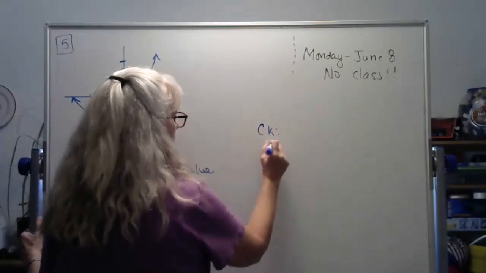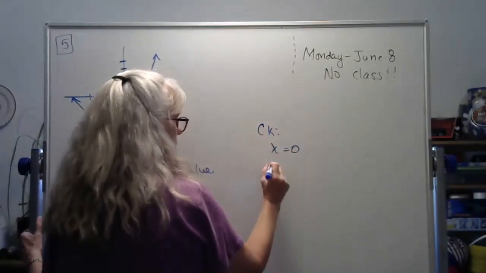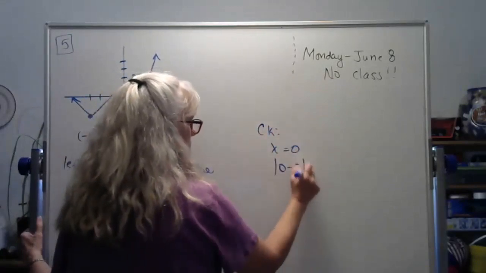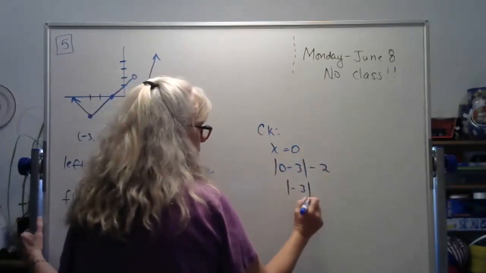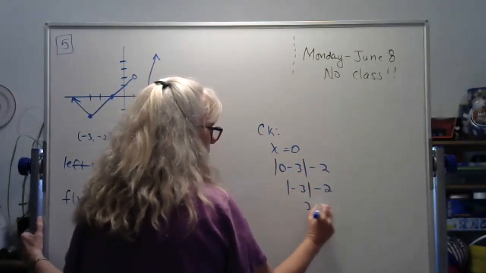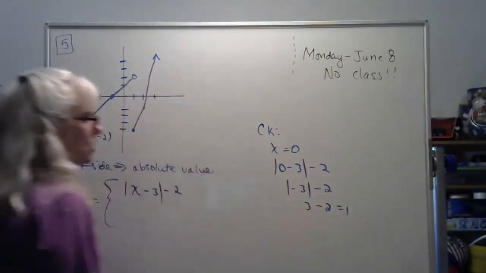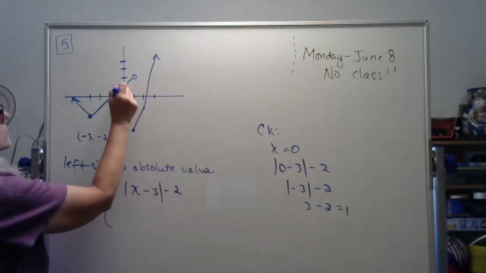So let's let x equal 0. So that would be the absolute value of 0 minus 3, and then outside of that a minus 2. That's the absolute value of a negative 3 minus 2. Well, that's 3 minus 2, which equals 1. Sure enough, at 0, we have a y value of 1.